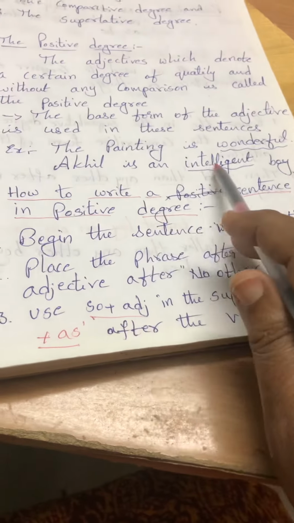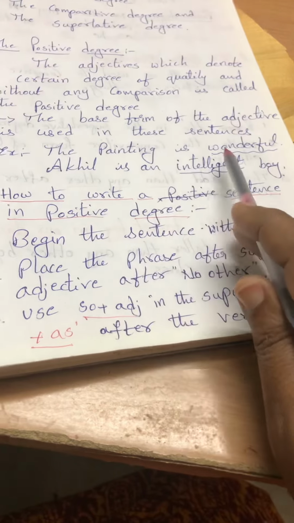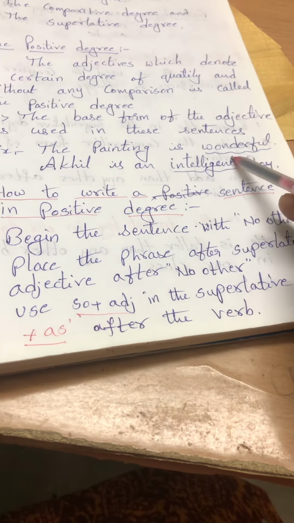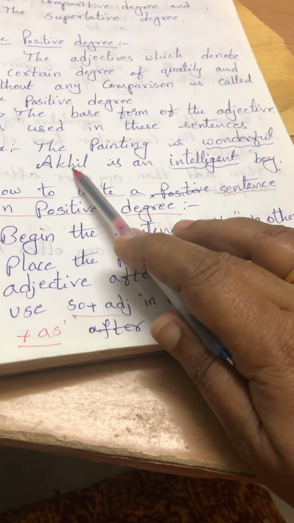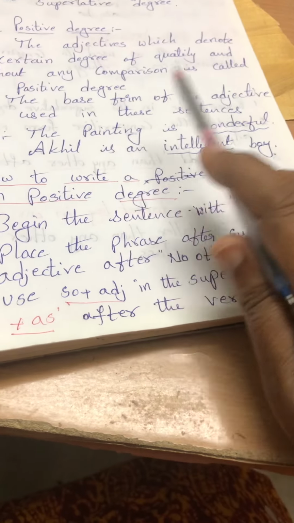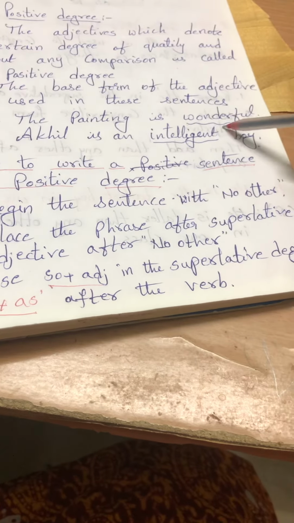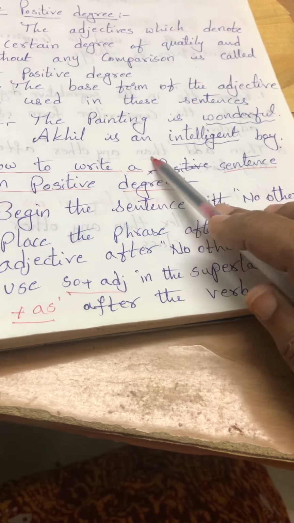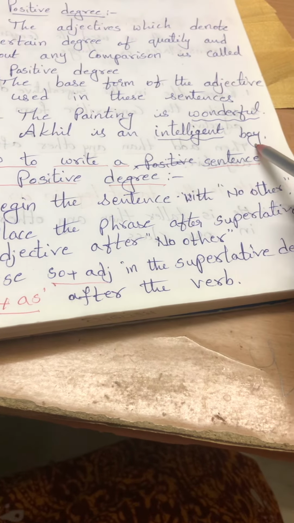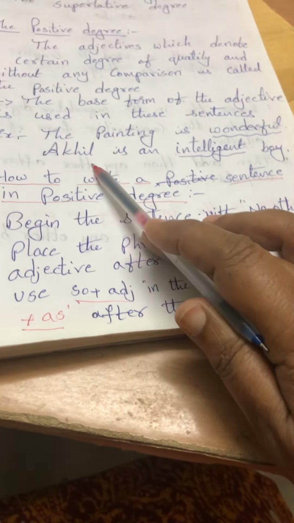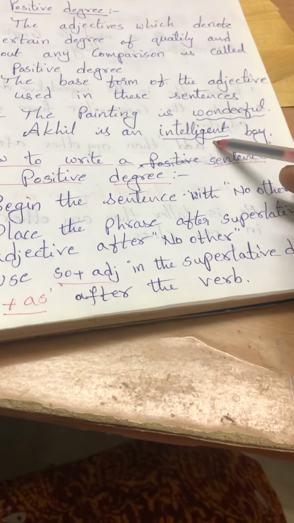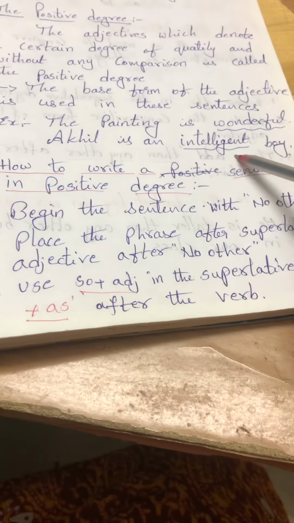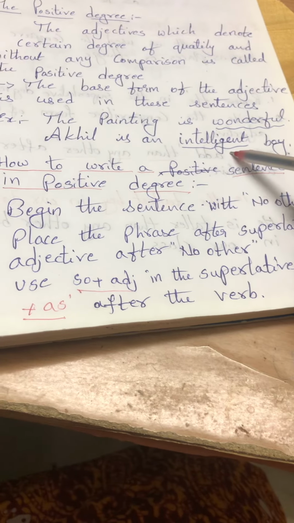Now see the example. The painting is wonderful. What is the adjective here? Wonderful. Now the adjective always describes the subject, right? The painting, what is wonderful? The painting. So the base form of adjective is used here and that painting is wonderful. Akhil is an intelligent boy. Akhil is the noun or the subject in the sentence and the adjective intelligent describes the noun or the subject here. So intelligent is the adjective, the base form is used here.